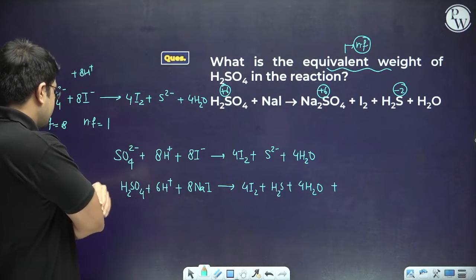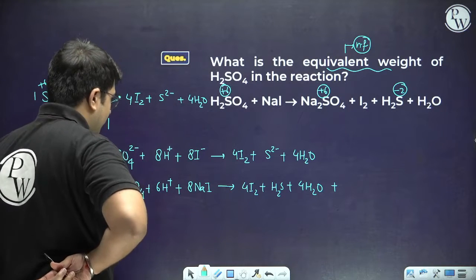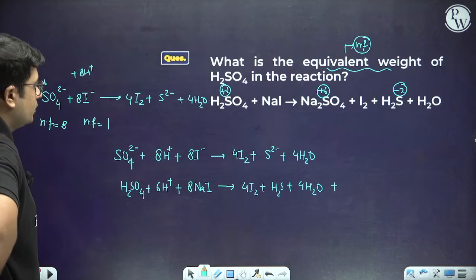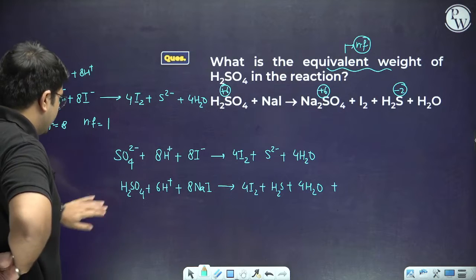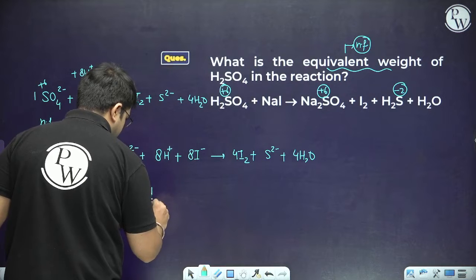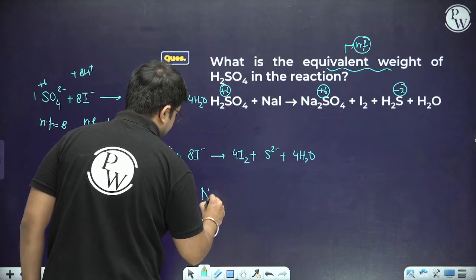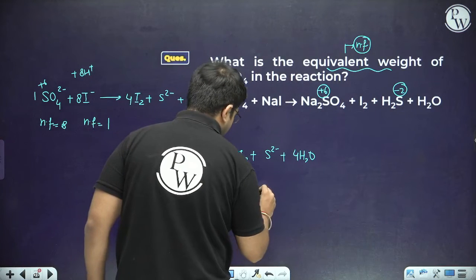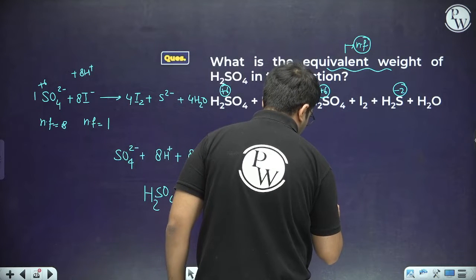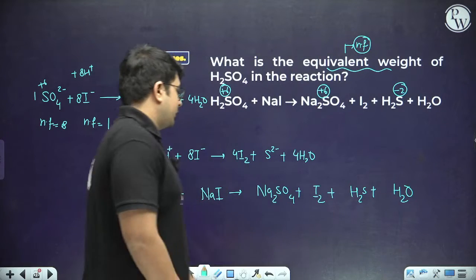So if I am converting this entire part with 2H here and 2H here, so hydrogen should be balanced, no? Something is fishy here. So let's try to decode this entire part with respect to the original equation, which is H2SO4 plus NaI gives us Na2SO4 plus I2 plus H2S plus H2O, if that is the equation.